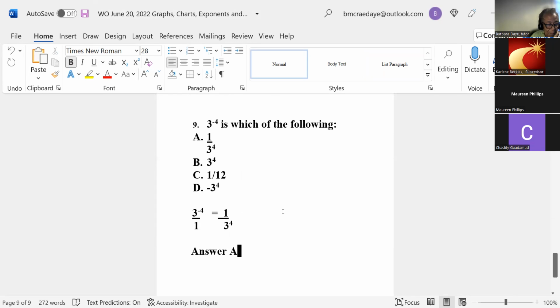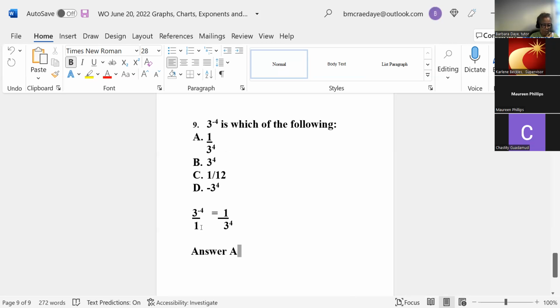What if they put a plus sign? Instead of 3 to the minus 4, they put 3 to the plus 4. Well, 3 to the 4 would just be 3 to the 4. Oh, I see. It's only with the negative that you flip it. Okay. So it would just be like B, 3 to the 4.